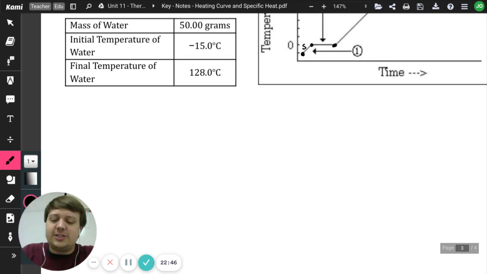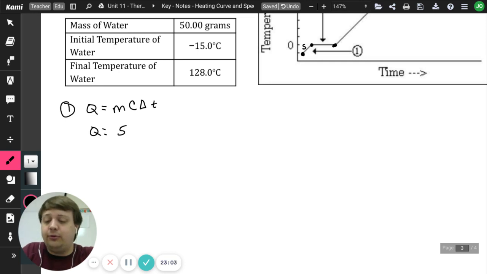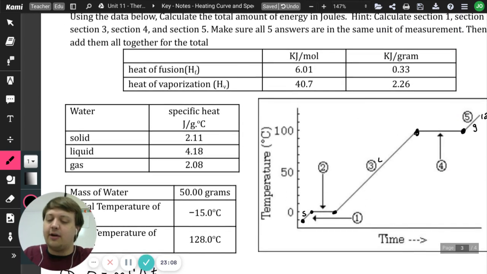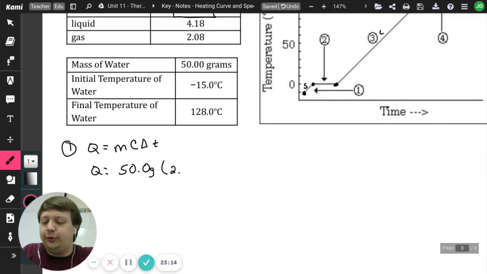All right, so very first step, step 1. At step 1, we are solid, but we're going to be changing our temperature. So anytime we've got a change in temperature, we're going to use Q equals MC delta T. So then Q equals my mass, which was 50, times my specific heat. The specific heat of water as a solid is 2.11, so 2.11 joules per gram degrees Celsius. Now, grams is on top here, it's on bottom here, so that is going to cancel out. Then I've got my delta T.